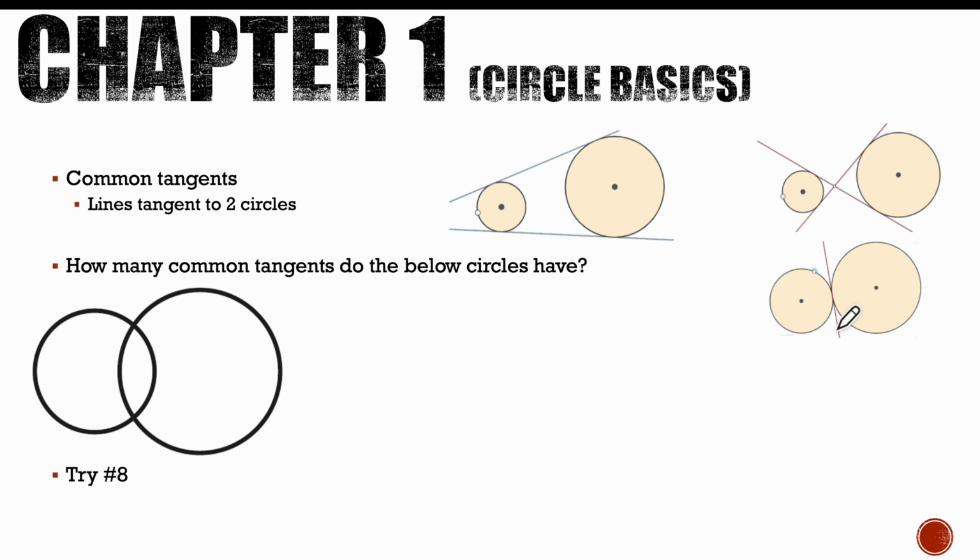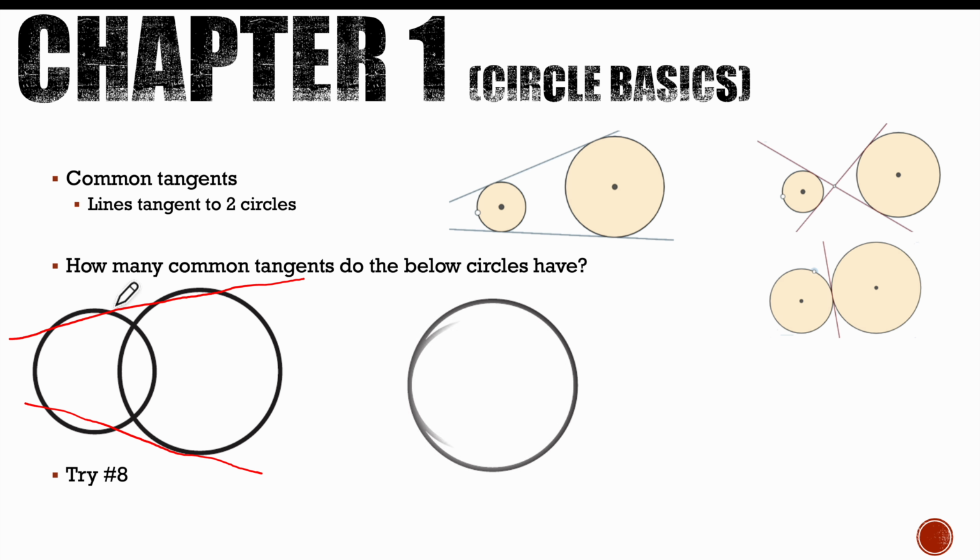Now this question: how many tangents can these have in common? How many tangents are possible for these two circles? Two common tangents are possible. One tangent would be like this, another would be like this. Please forgive my drawing. But maximum two common tangents are possible in these two circles.